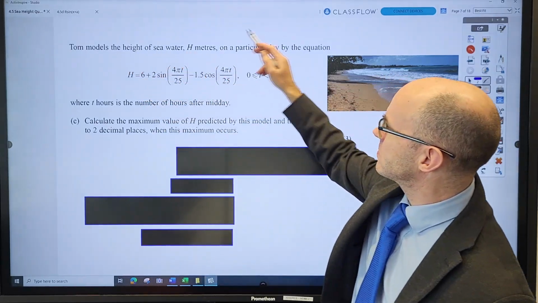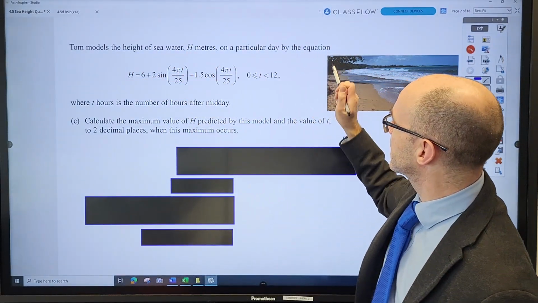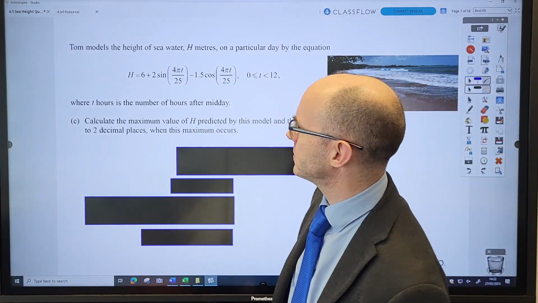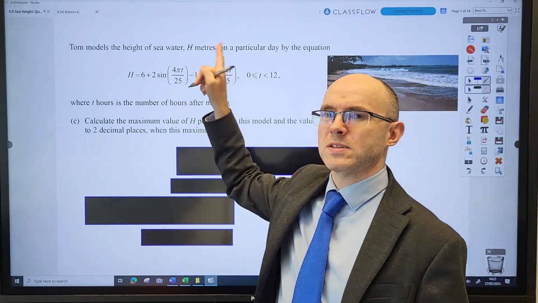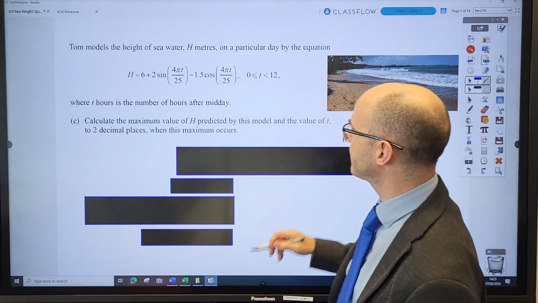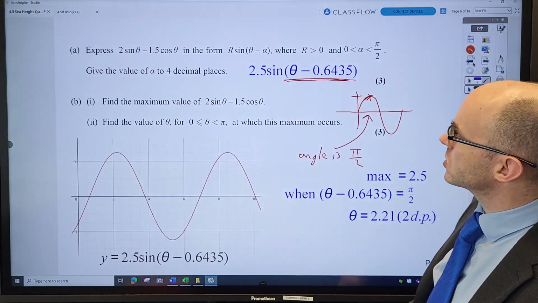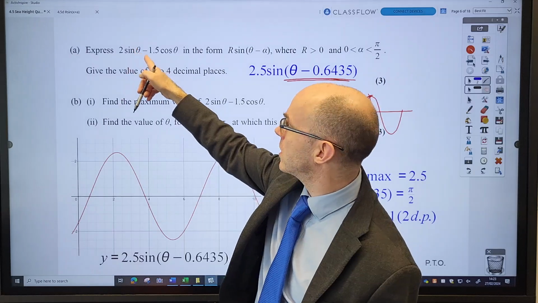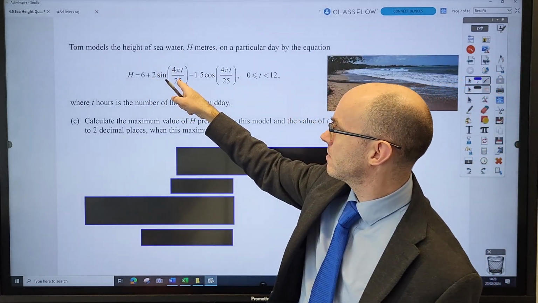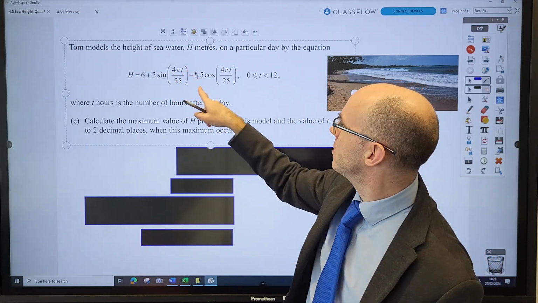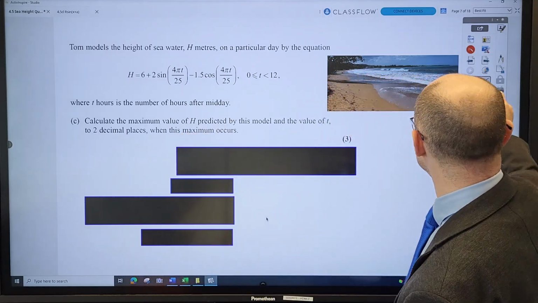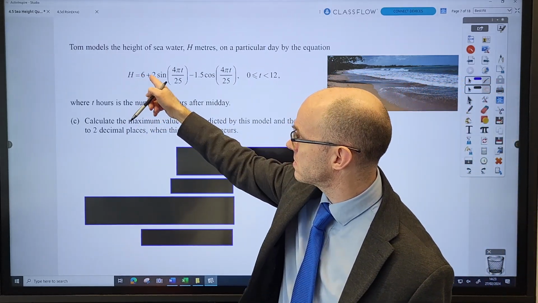Tom models the height of seawater, h meters, on a particular day by the equation. Where has he got that from? Does not matter. It's an examination question. What you need to do though is see how that relates to the original equation given to you. If I just show you, the original equation was 2 sine theta minus 1.5 cosine theta. This is 2 sine theta, but written as that instead, minus 1.5 cosine theta. So it's essentially the same. It's exactly the same as before. It's just you've got a 6 plus at the beginning of it.